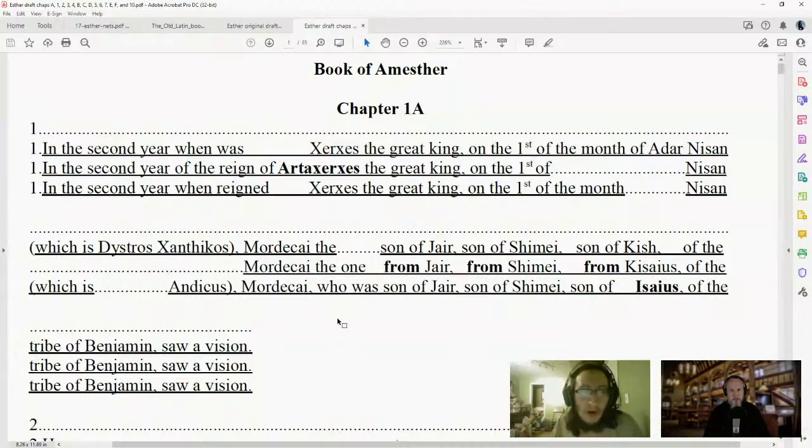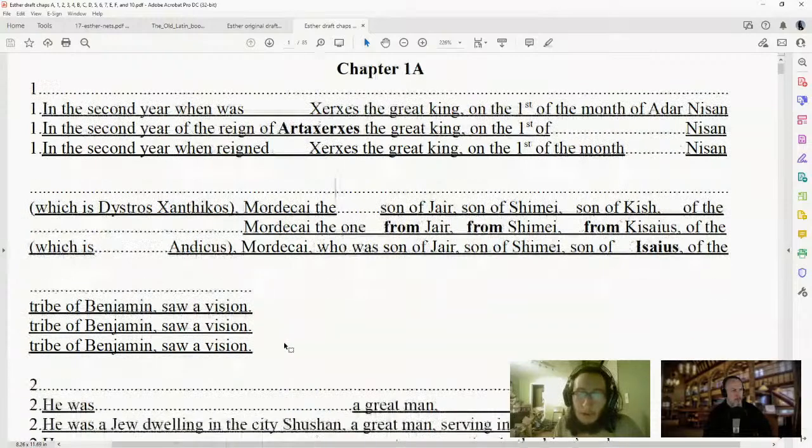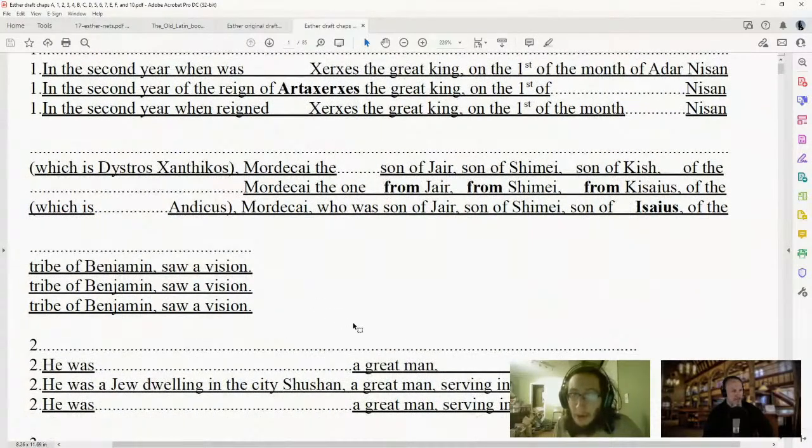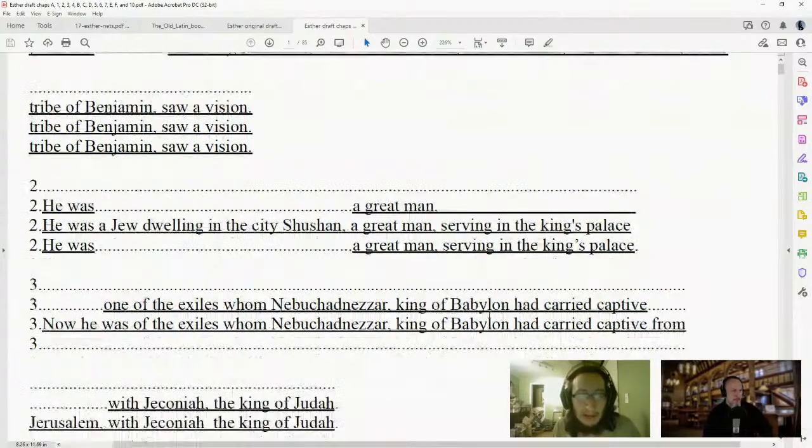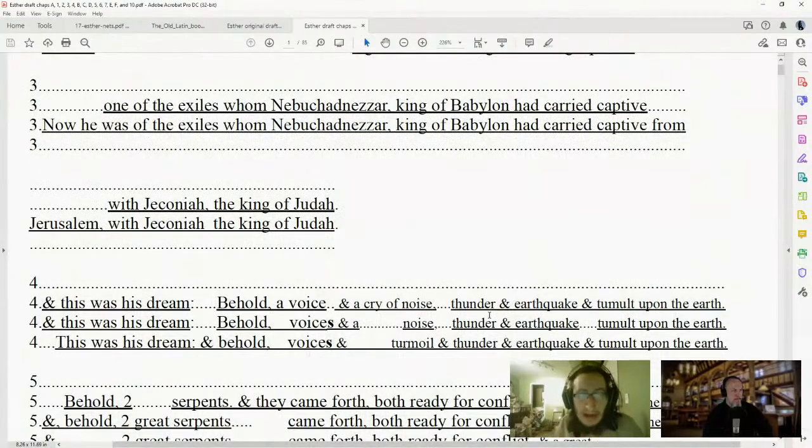So we'll get started. In the second year of the reign of Artaxerxes, the great king, on the first of Nisan, Mordecai, the one from Jair, from Shimei, from Kish of the tribe of Benjamin, saw a vision. He was a Jew dwelling in the city Shushan, a great man serving in the king's palace. Now he was one of the exiles whom Nebuchadnezzar, king of Babylon, had carried captive from Jerusalem, with Jeconiah, the king of Judah. And this was his dream.